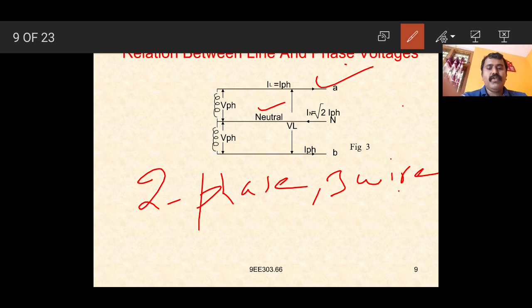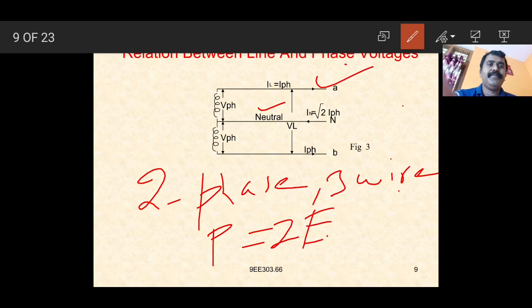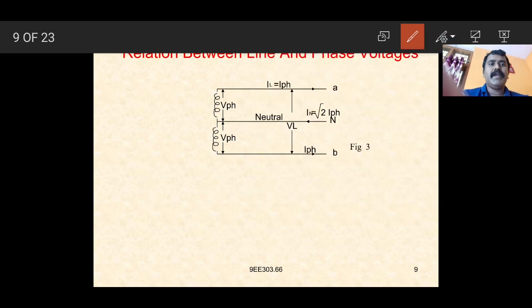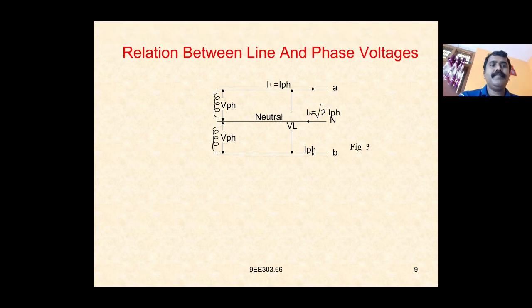So in both the 4 and the 3 wires, the power P is equal to 2 into EL IL cos phi. EL is the line voltage, IL is the line current. Cos phi is nothing but the power factor, where phi is the phase angle between EL and IL. So for the two-phase three-wire system, the power P is equal to 2 EL IL cos phi.